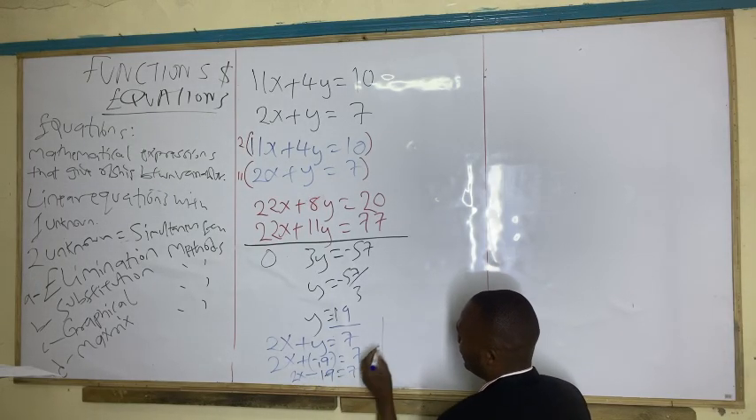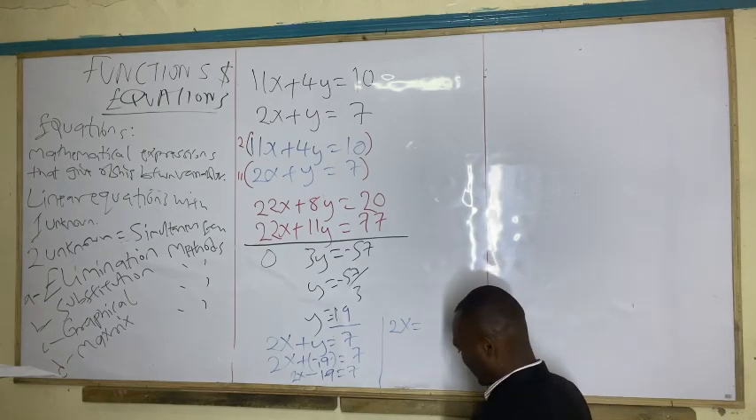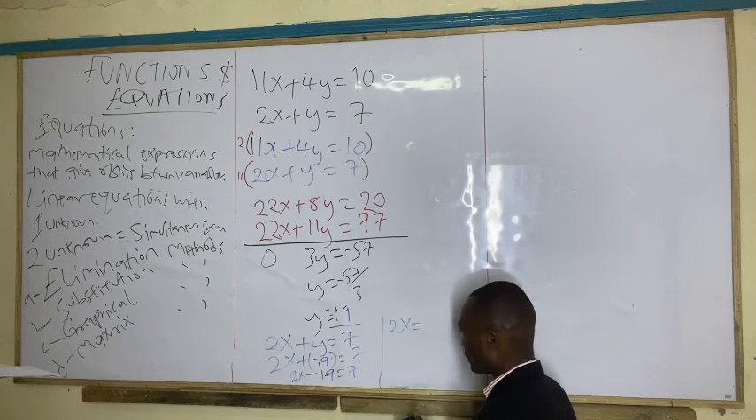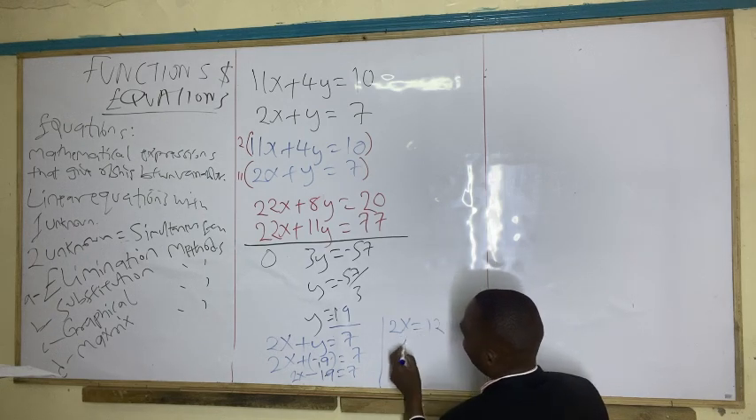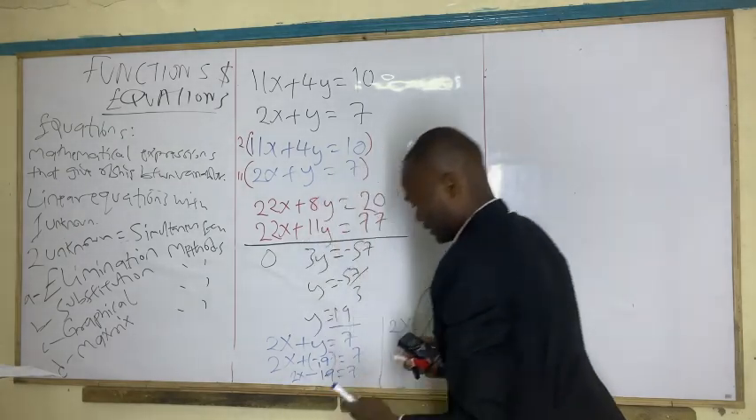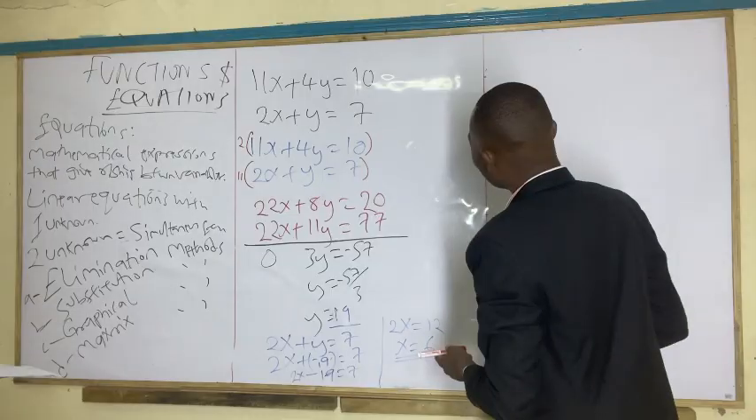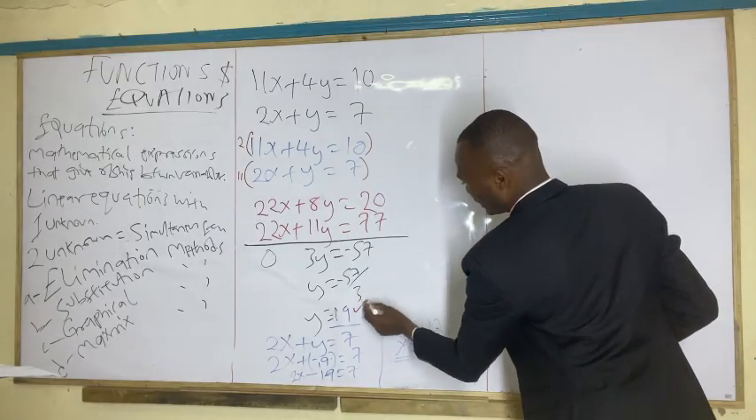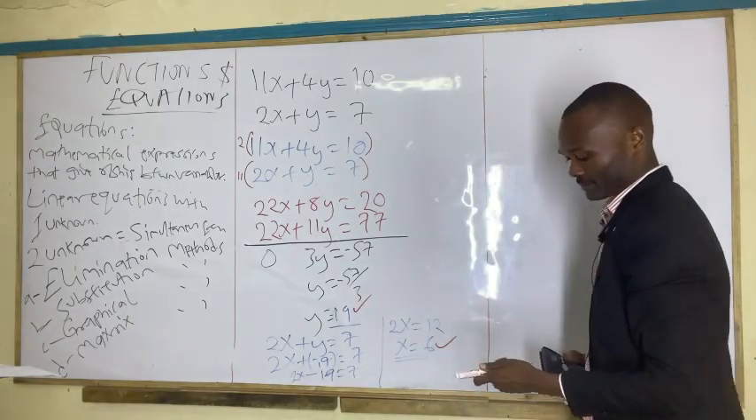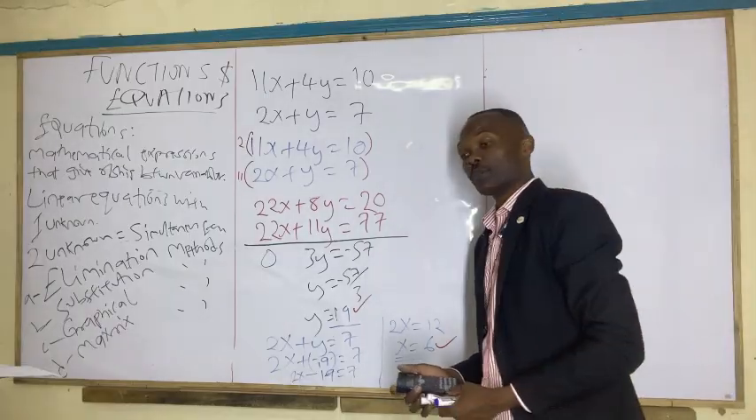Therefore, 2x is equals to 19 minus 7. 19 minus 7, 12, so 2x is equals to 12. Therefore, x is equals to 6. So ladies and gentlemen, we have our answer. Here is y, and then here is x. Good or is not good? Wonderful.